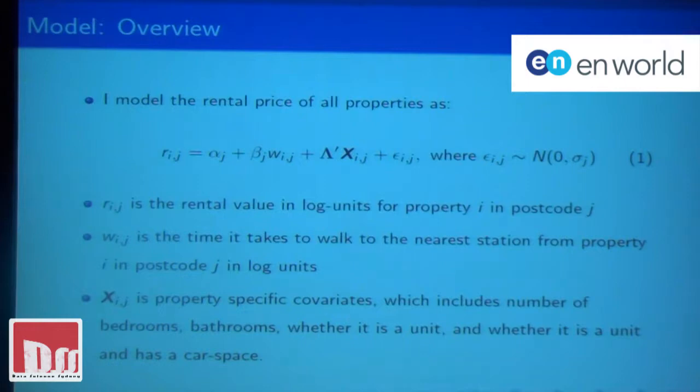And here they're just property-specific covariates, which are the number of bedrooms, bathrooms, whether it's a unit, and whether the unit has a car space. And then we just have this idiosyncratic error component, which is normally distributed with mean 0 and standard deviation sigma_j. So just a few things here. Why am I converting the rental values to log units, and the time it takes to walk to a train station to log units? Well, there are three reasons why I do that.